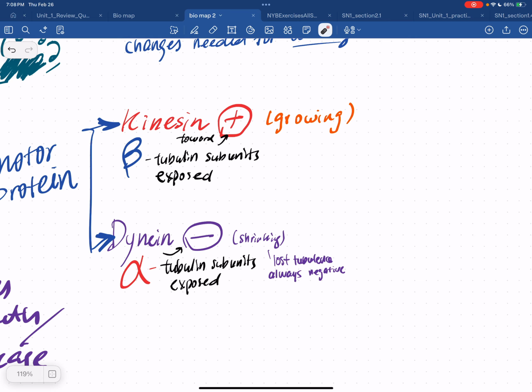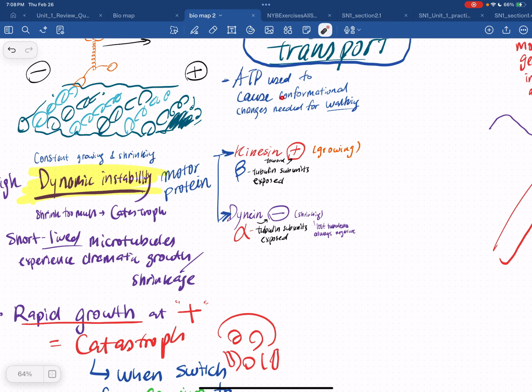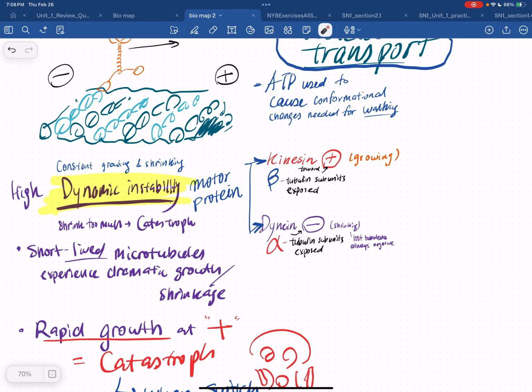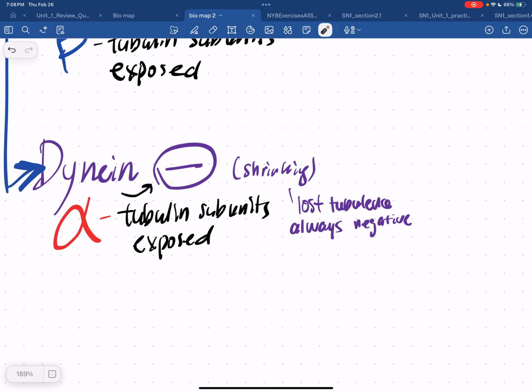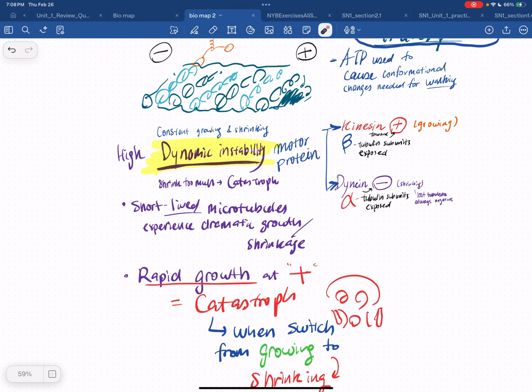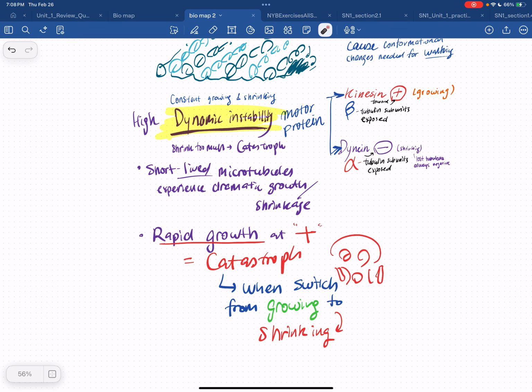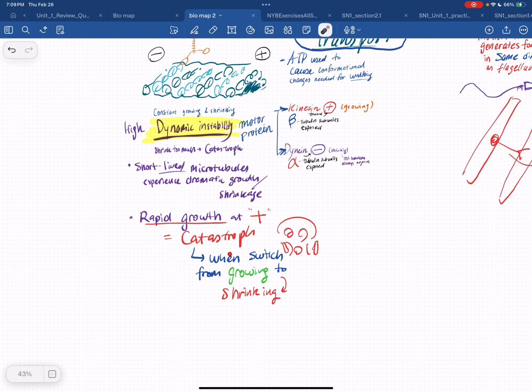Kinesins have beta tubulin subunits exposed, so they go towards the beta side, because there's a beta and an alpha, right? And dynein is on the alpha tubulin side. It's just which side is what. The negative side is the shrinking side, and it's all about direction. Kinesin will walk the positive way, and dynein will walk the negative way. It's really just the direction they're going.